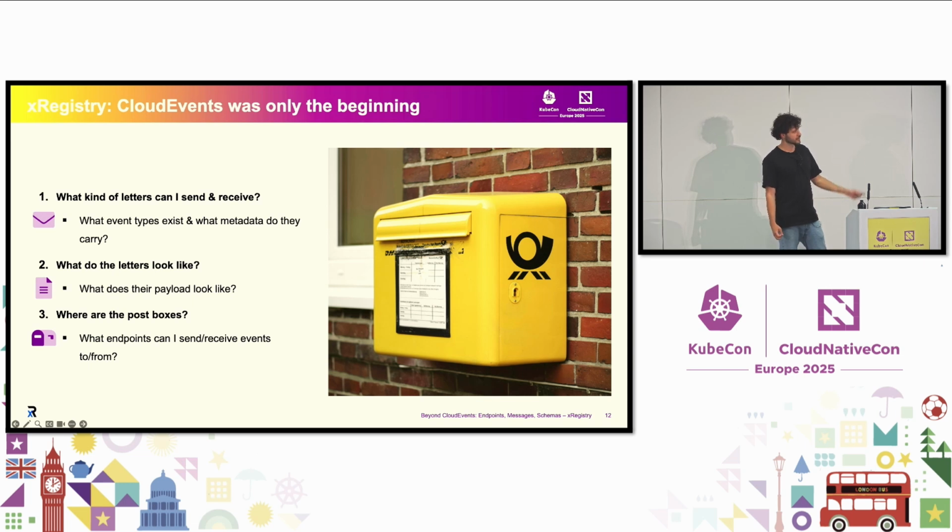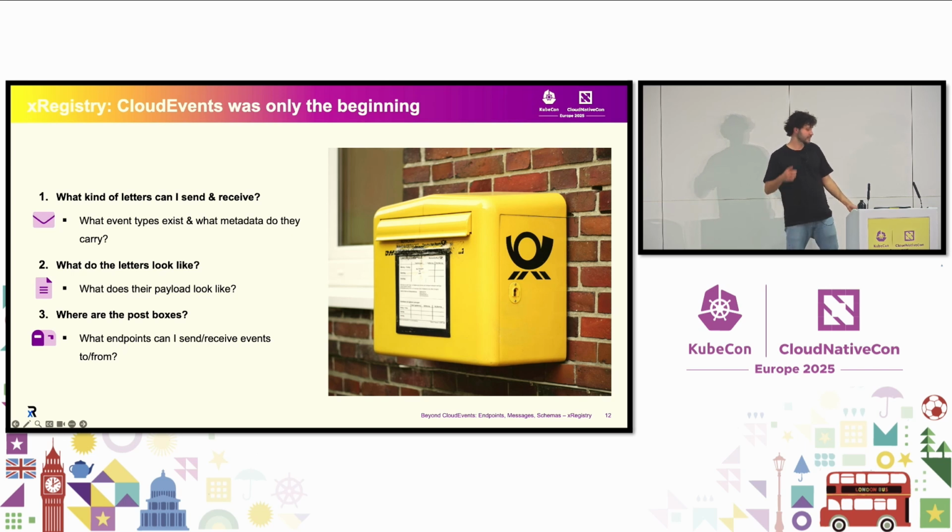And then the last thing, that's where I put the nice DHL postbox in there. Where are the postboxes? So where can I put my letters? Where can I send them? Where can I receive them from? Basically, in distributed systems, where are the endpoints that I have deployed to send and receive messages?